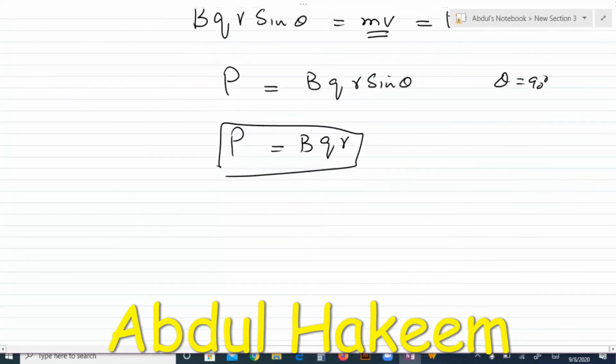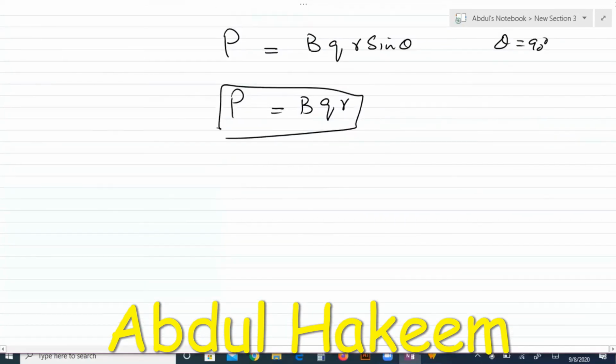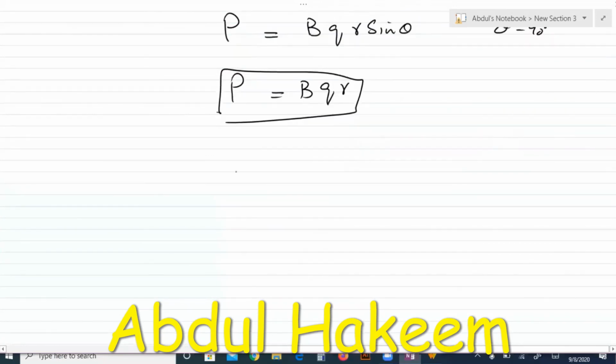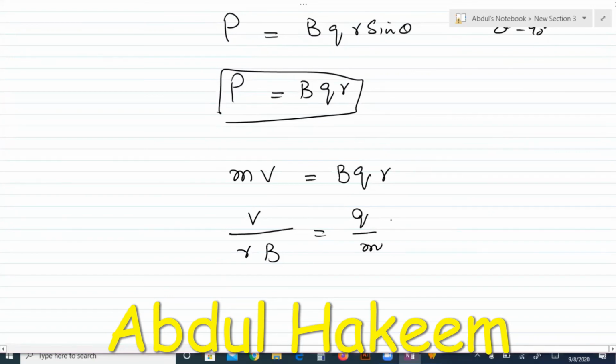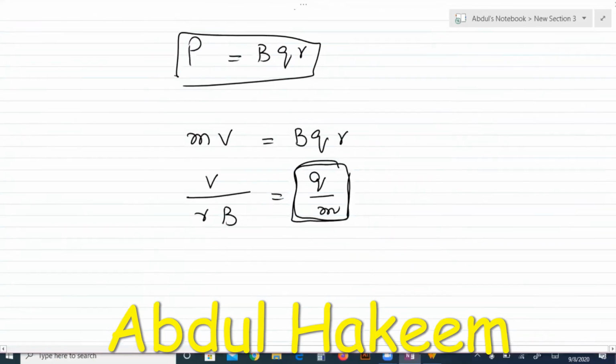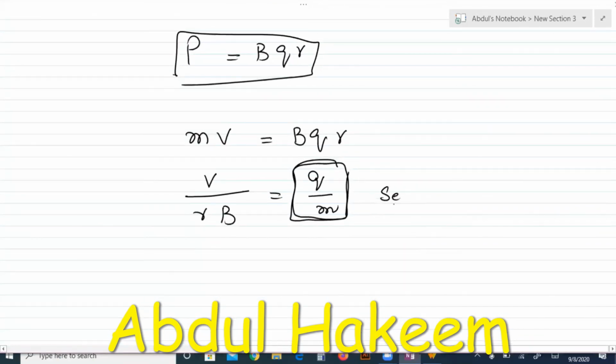Now next, we can write M times V is equal to BQR, then V divided by RB is equal to Q divided by M. And this ratio, charge to mass ratio, is called specific charge. And it is measured in coulomb per kg.